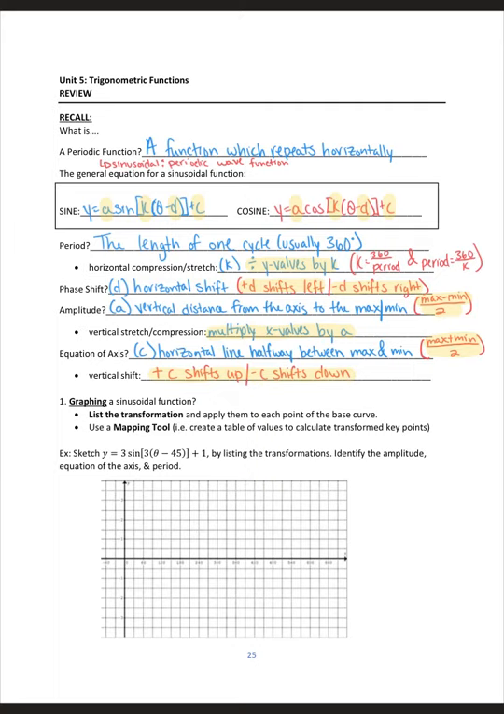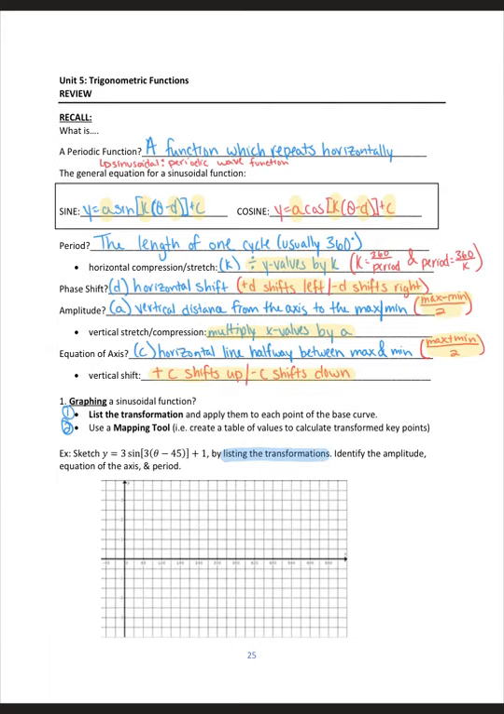So we're just going to look at a few of the things we covered in this unit on the review. So first off, graphing these sinusoidal functions. We learned 2 methods for doing so. We learned to either list our transformations to graph them, or use a mapping tool, creating a table of values to transform the key points on that base function. So this first one, we are going to graph by listing our transformation. So we're going to use that method first, and then we'll take a look at the other method.